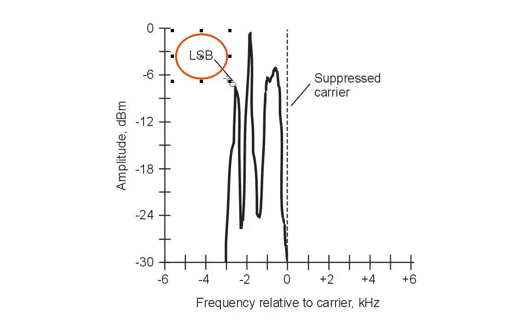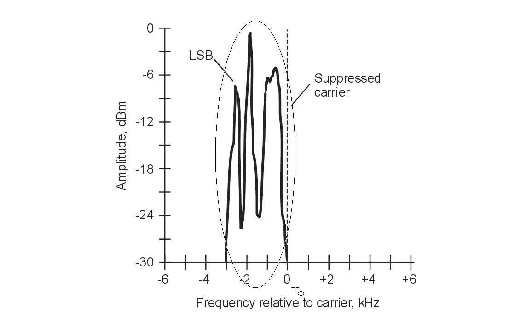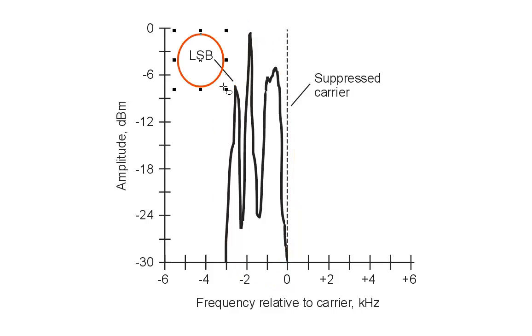When we take a single sideband signal like this and look at it on a spectrum analyzer, as we would see here, the voice information is contained in one of the sidebands, either the lower sideband, which is shown in this case, or the upper sideband, in which case we would see this very same information right here, mirrored on the other side of the suppressed carrier.